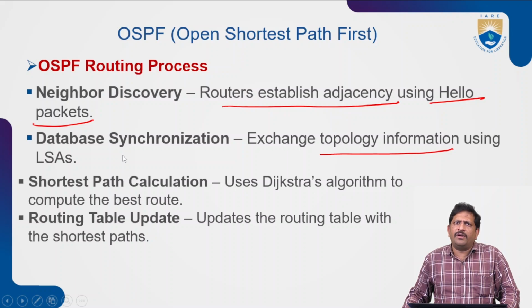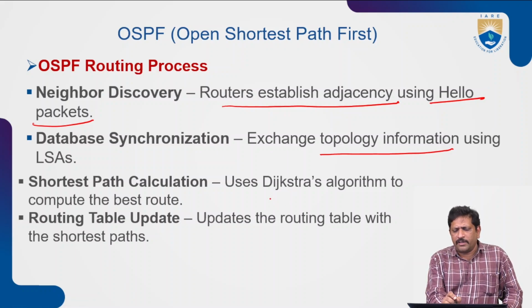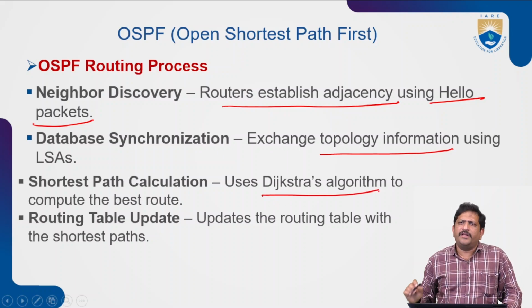Next is the processing. After database synchronization, which means data exchange is done in the database, and after neighbor discovery, where all the available neighboring nodes are connected, the shortest path calculation can be done using different shortest path algorithms. The best algorithm for finding the shortest path is the Dijkstra algorithm. It is the best algorithm.